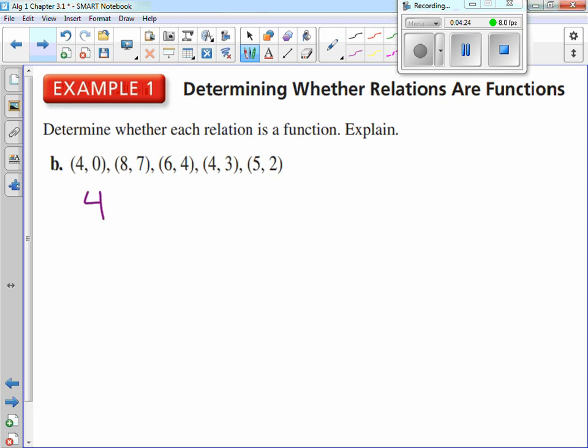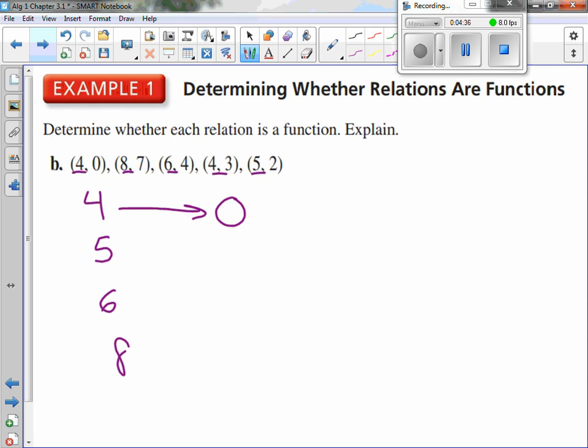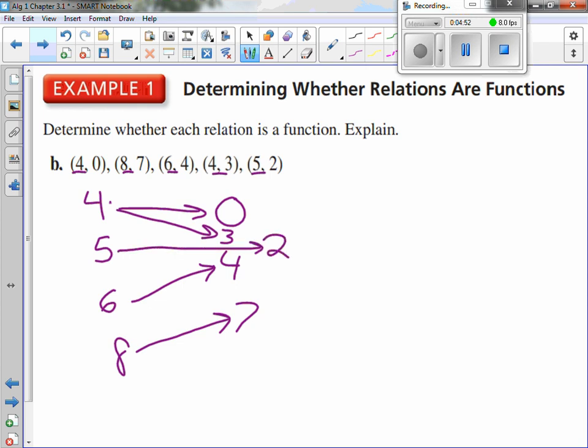Here we have 4, 5, 6, and 8. Yes, those are our inputs. Well, 4 goes to, 8 goes to, 6 goes to, 4 goes to 3, and 5 goes to 2. Is this a function?